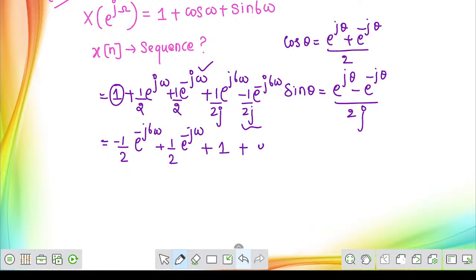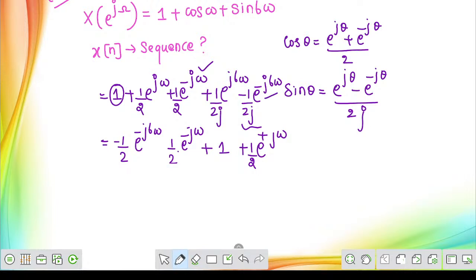Next, you can write e power plus j omega as the first term, along with the factor 1 by 2, and here 1 by 2j will come. I forgot to see, I missed one more thing. This will be minus. Is it plus only? One second.